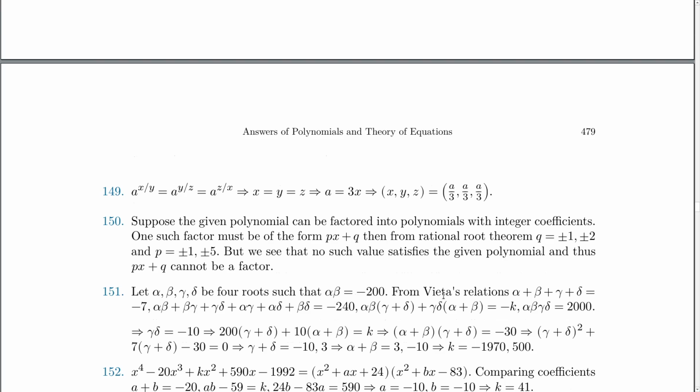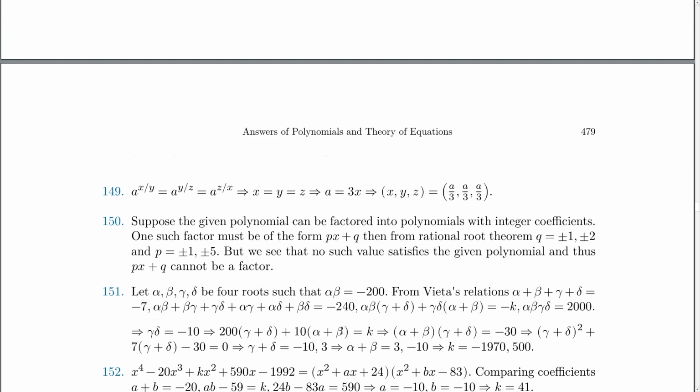And then we apply Vieta's relations: alpha plus beta plus gamma plus delta is equal to minus 7. Alpha beta plus beta gamma plus gamma delta plus alpha gamma plus alpha delta plus beta delta is equal to minus 240. Alpha beta into gamma plus delta plus gamma delta into alpha plus beta is equal to minus k, and alpha beta gamma delta is equal to 2000. So this is 2000 and alpha beta is minus 200, so gamma delta is minus 10. Once we know gamma delta is minus 10, we substitute alpha beta and gamma delta in this. It becomes minus 200 into gamma plus delta minus 10 into alpha plus beta is equal to minus k.